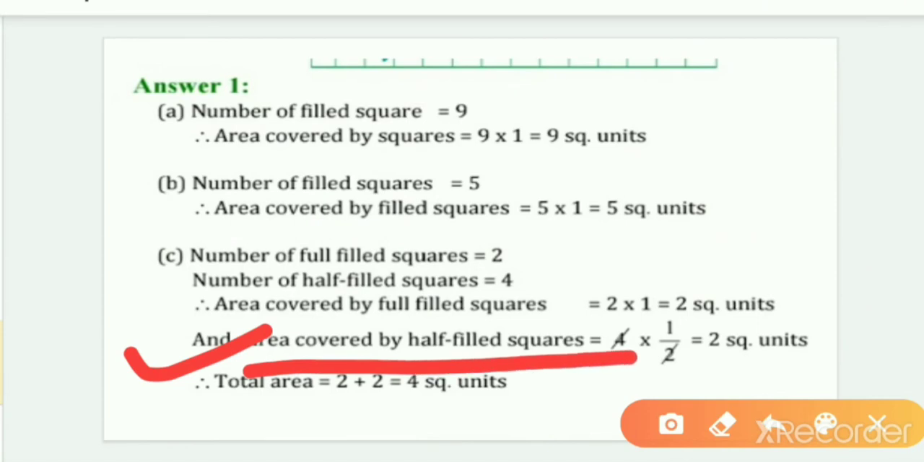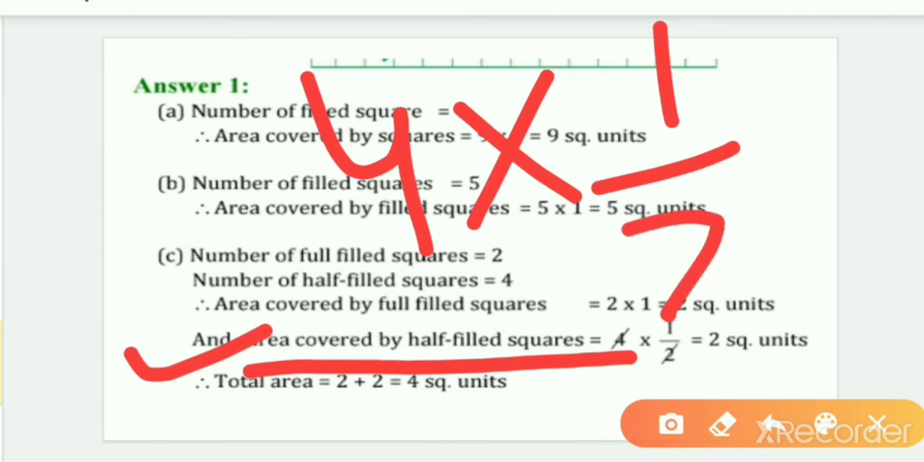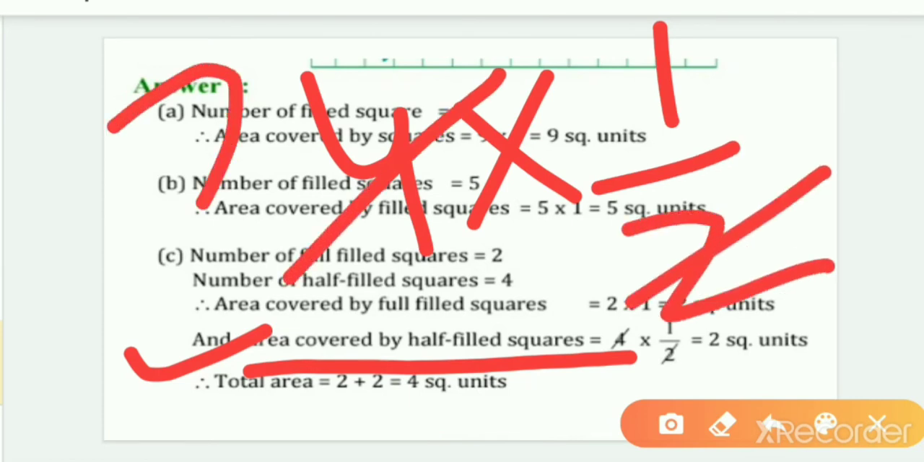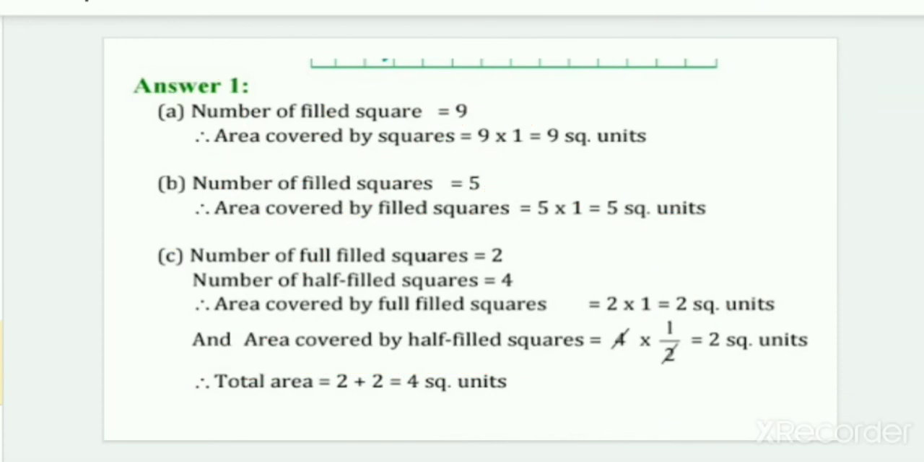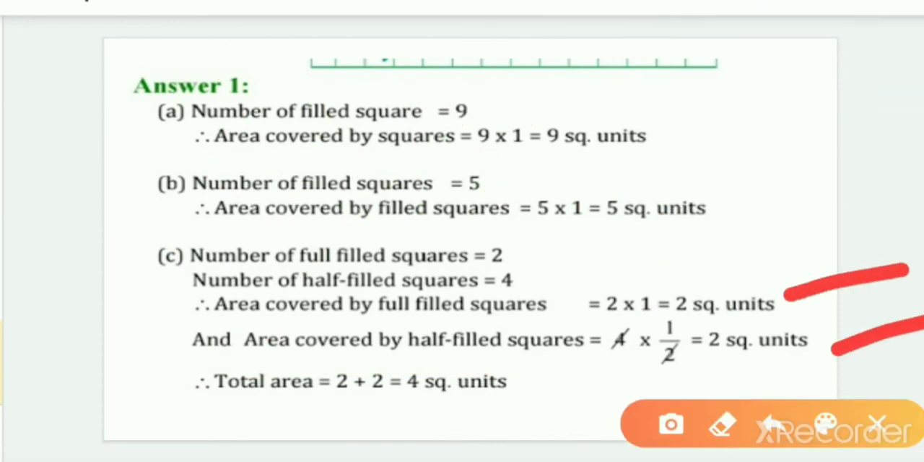Area covered by half filled will be, because we are having 4 half filled, and one half filled contain how many? It contain half. So it will be 4 multiplied by half. So 2 twos are 4. So it becomes 2 square units, right? So we have 2 square unit here, 2 square unit here. So total area we have 2 plus 2, that is equals to 4 square units. Okay.